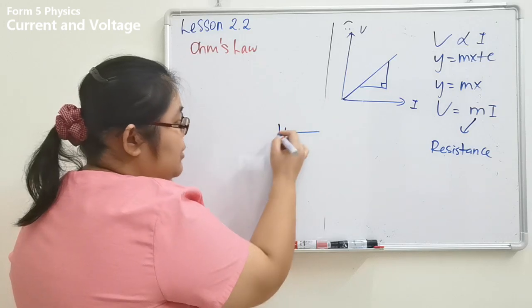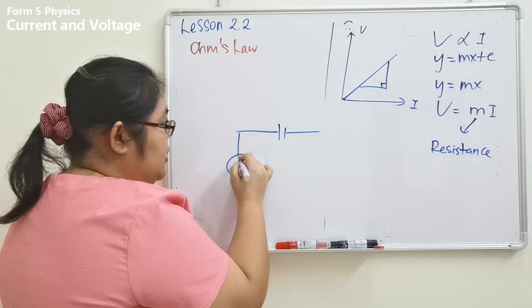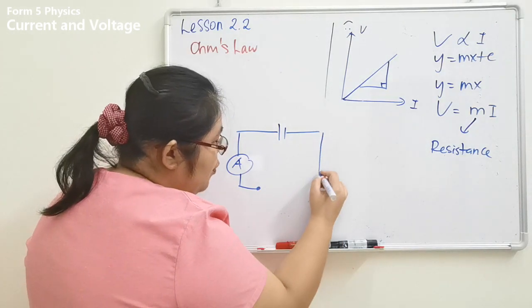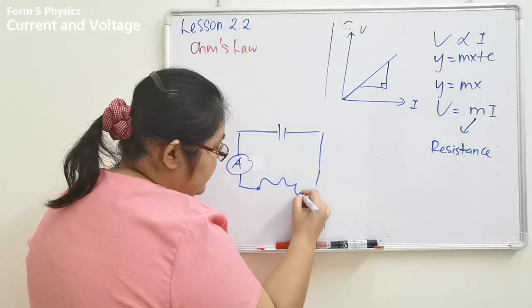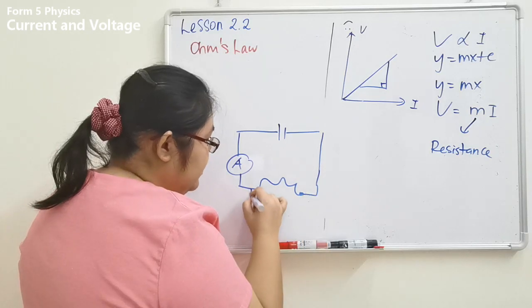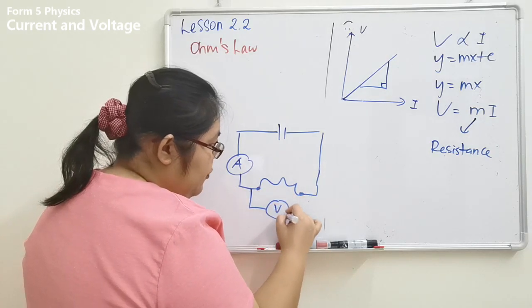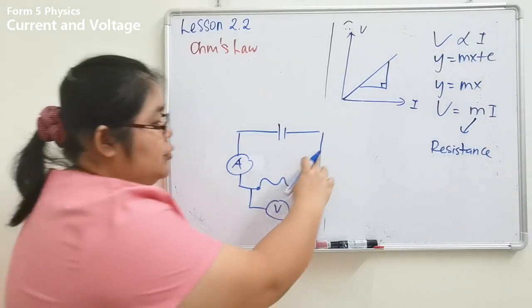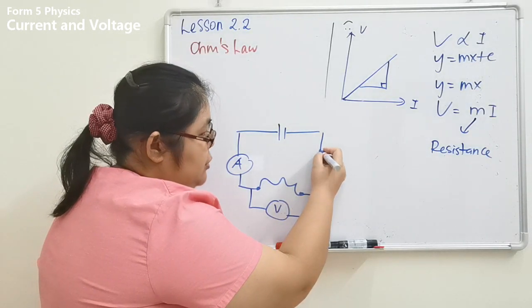So for the whole circuit, for example: this is a battery, then after that we have an ammeter. Until this part, I put one wire. Then after that, this one I want to measure. This wire, how many volts does the voltmeter read? So this is an example of the circuit. Okay, we have a switch, you can put a switch.